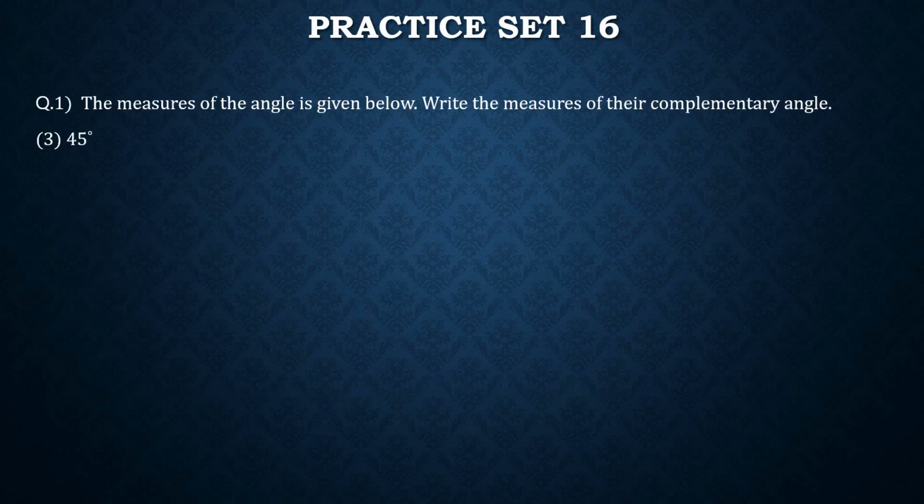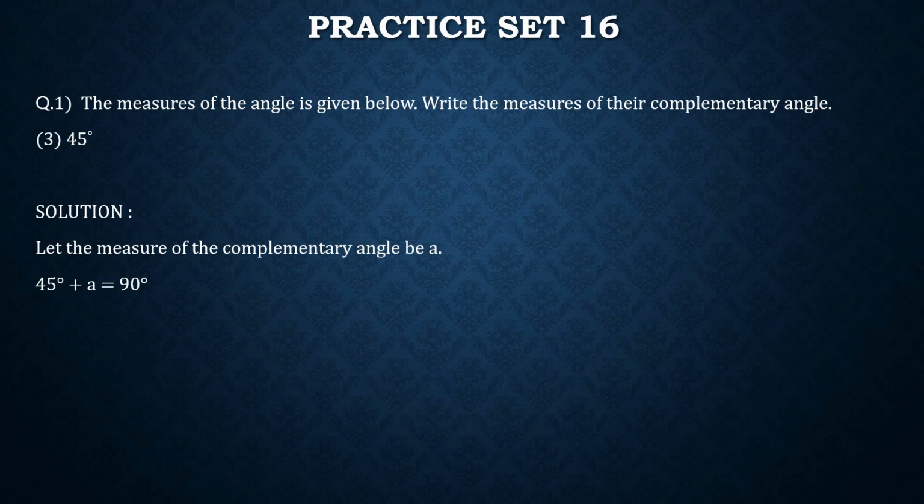Third one, 45 degrees. So we have to find the measure of the complementary angle of 45 degrees. Solution. Let the measure of complementary angle be A. Here also we have considered the measure of the complementary angle as A. You can consider any alphabet of your choice. 45 plus A is equal to 90 degrees, because we know that if the sum of the measures of two angles is 90 degrees, then those two angles are said to be complementary angles.